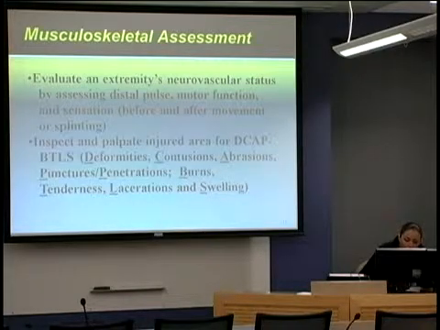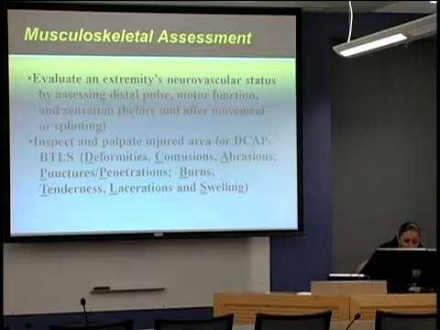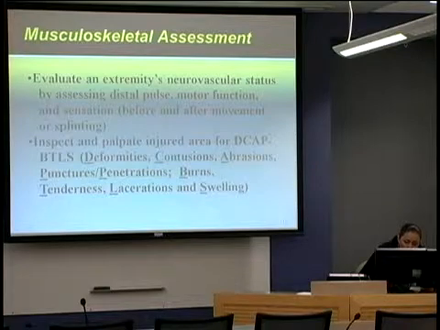Sensation is the ability of the patient to sense light touch in the fingers or toes, distal to the site of the fracture, and it's a good indication that the nerve supply is intact. In the hand, check the feeling on the pulp of the index finger and thumb, as well as the little finger. In the foot, check the feeling on the pulp of the big toe and on the dorsum of the foot laterally.